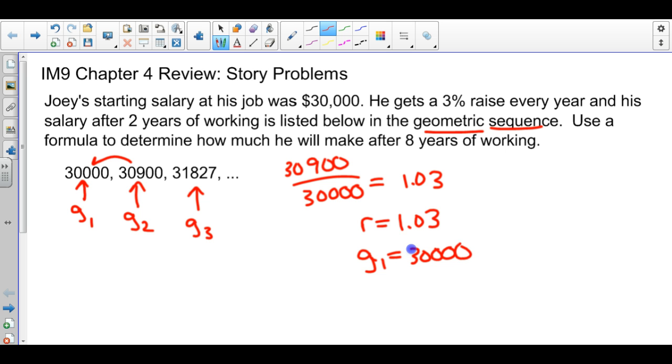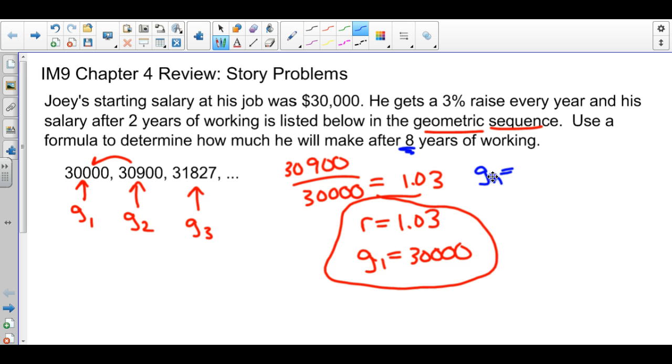So with this information, I can use the explicit formula for a geometric sequence, and we can calculate how much he will make after 8 years of working. There's a couple of important things to note in this problem. First of all, it's geometric, so it's going to be growing exponentially, which is the type of function that it is. So it's going to be modeled by the explicit formula, G sub n equals G1 times r, because you're multiplying by the common ratio, to the n minus 1 power. And again, the n minus 1 is not being multiplied by r. This is in the exponent spot because it is an exponential function.